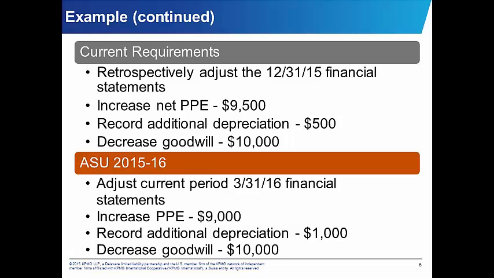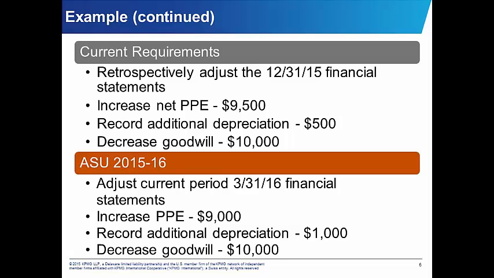They'll record both the additional depreciation of $1,000 and the $10,000 decrease to goodwill in the current quarter financial statements. At the end of the day, the December 31st financial statements are left untouched, and the totality of the impact is in the current period. That makes sense. So when a company records the adjustment under the new ASU, are the requirements related to financial statement disclosures the same?